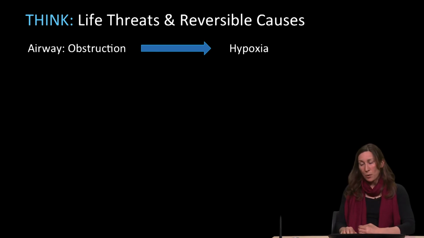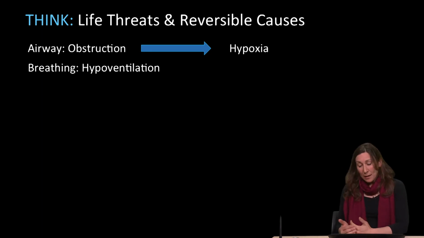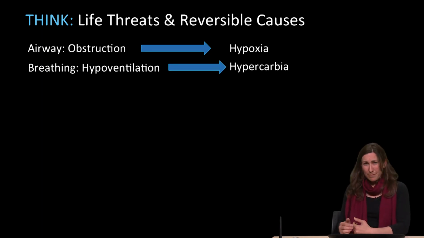So in the airway, I'm always looking for any kind of obstruction that may be leading to hypoxia. As I'm assessing the patient's breathing, I'm looking for any type of hypoventilation. Because what will this cause? It will cause hypercarbia. Again, another cause of altered mental status. So if the patient's not effectively blowing off their CO2, they're going to actually end up with respiratory acidemia, and they'll become increasingly somnolent with hypercarbia.